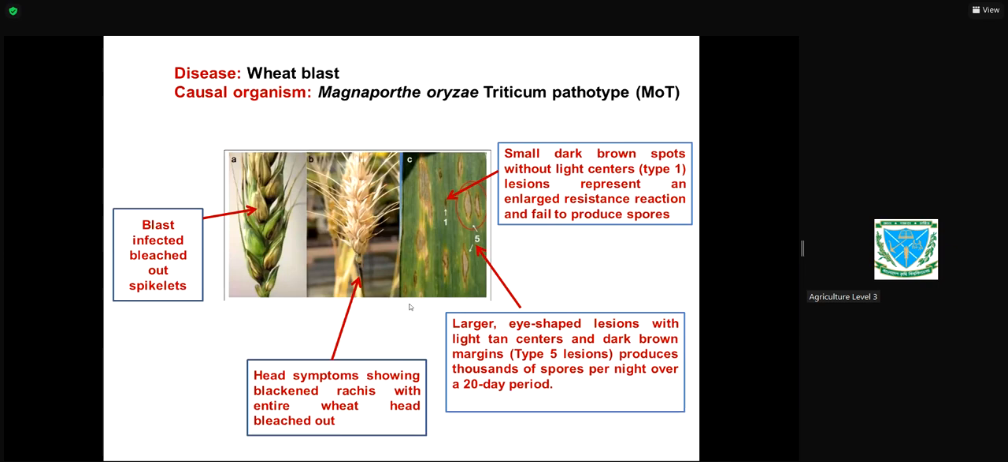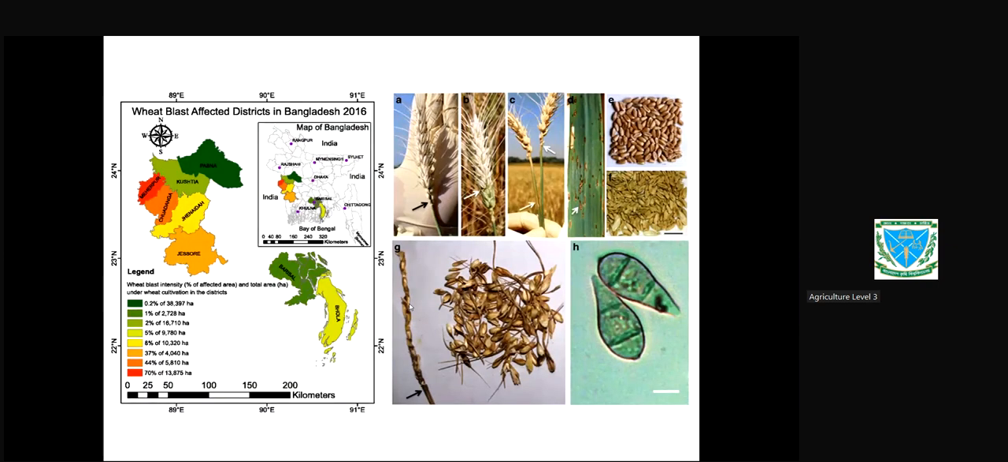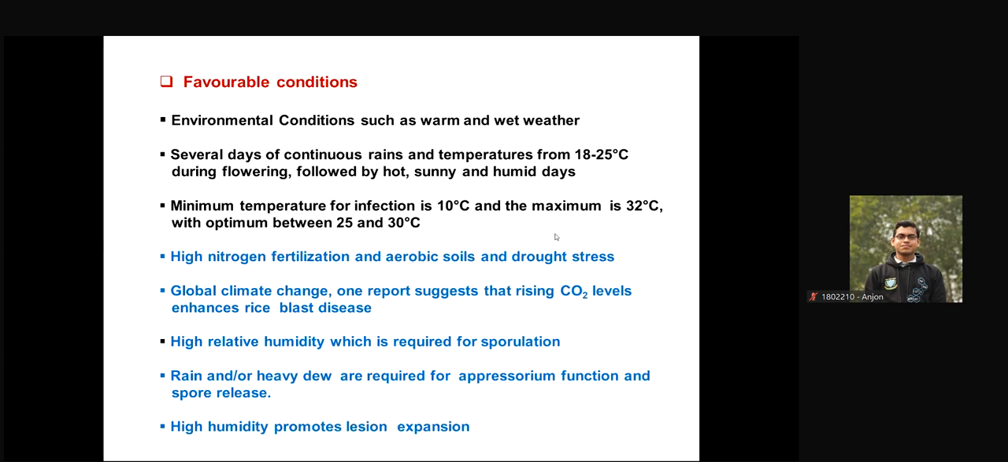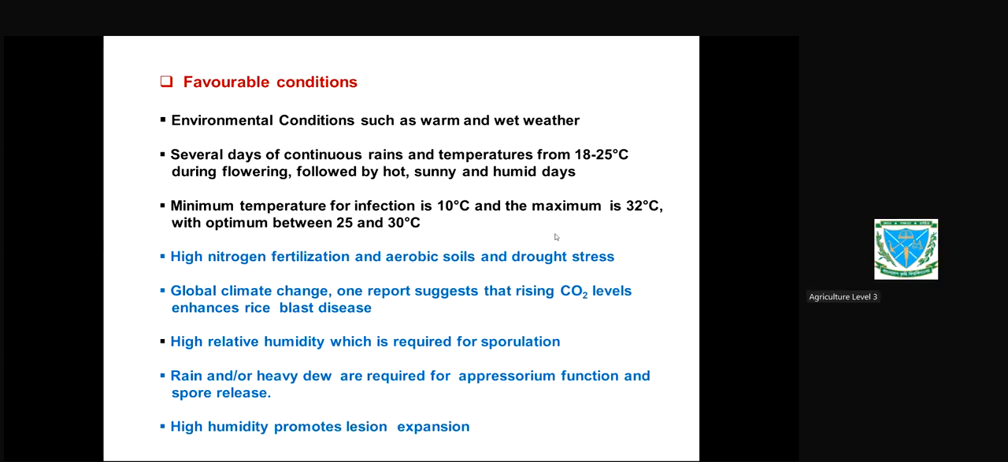Now the question is when. If you see here, what are the conditions that basically induce wheat blast infection? You see warm and wet weather, and continuous rain, especially in early to mid-February. For example, this year we have no rain in February. In 2016, there was rain in early or mid-February, followed by warm temperature. When? During flowering.